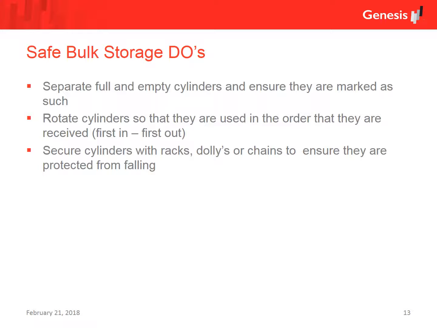Some more storage do's. Separate full and empty cylinders and ensure they are marked as such. For example, in our oxygen storage room, empties go on the right hand side and full containers go on the left hand side. Rotate cylinders so they are used in the order that they are received, first in, first out. Secure cylinders with racks, dollies, and chains to ensure they are protected from falling. Never leave an oxygen container standing by itself. It always should be in some type of rack or holder.